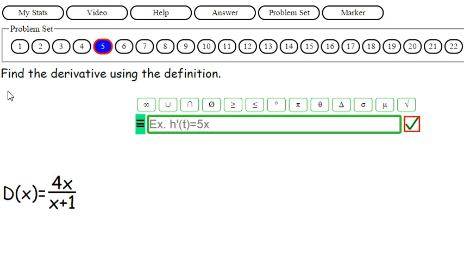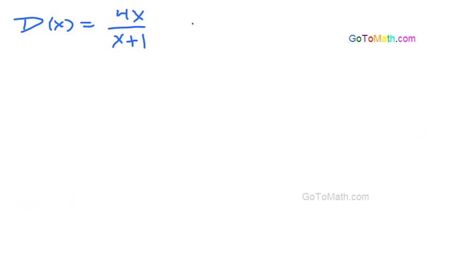So we've got D of x is equal to 4x over x plus 1. Did I even say what we're doing? I don't think I even mentioned it. Find the derivative using the definition. Okay, so I did now.